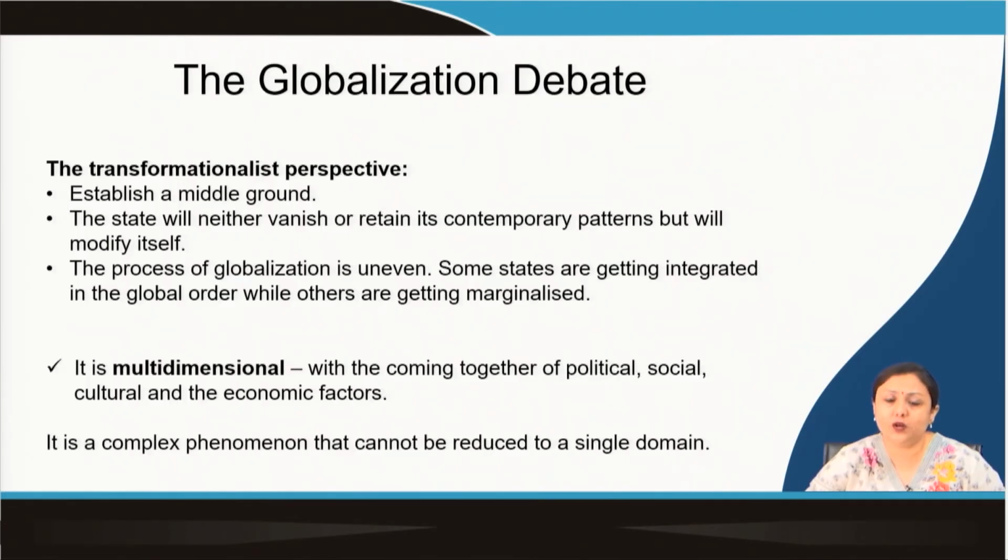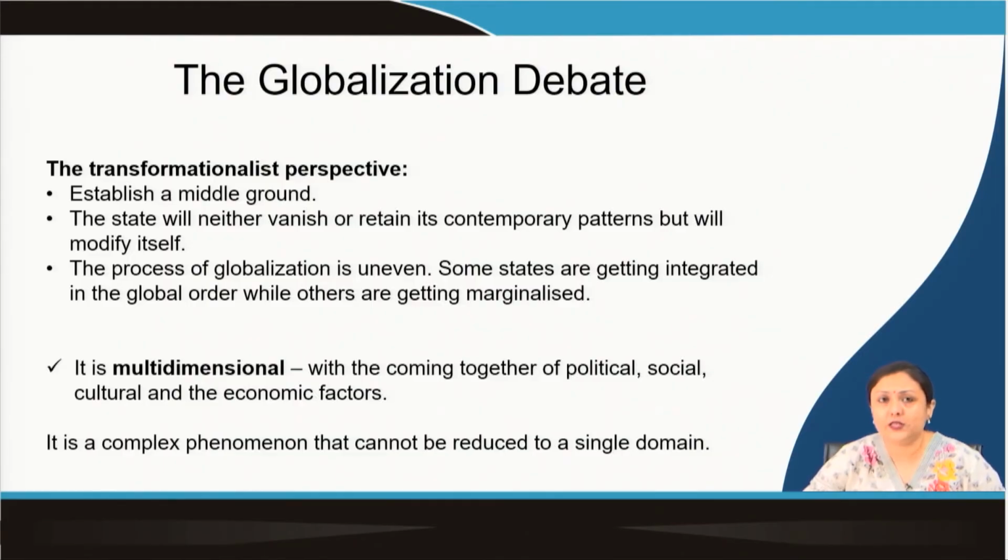Trying to reach a bit of a middle ground, the transformationalists perceive globalization as a significant trend, but one that coexists with other developments. They believe that it is too simple to say that the power of the state is eroded or reinforced. They hold that the contemporary patterns of the state will re-articulate themselves by modifying their institutions and policies. They make no claims about the future trajectory of globalization, but they do point out that in the emerging new global patterns, some states and societies are increasingly becoming more enmeshed within the global order, and the others are becoming increasingly marginalized.